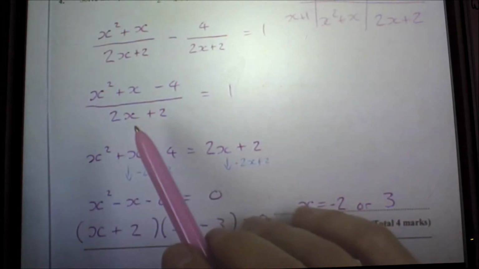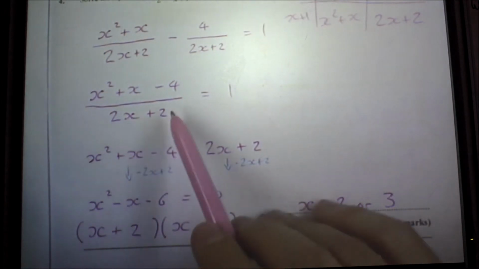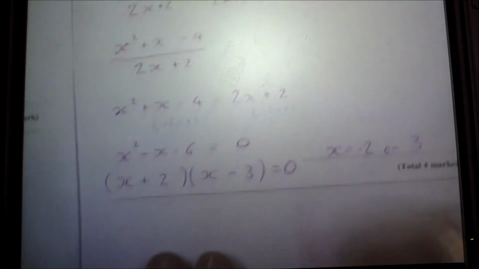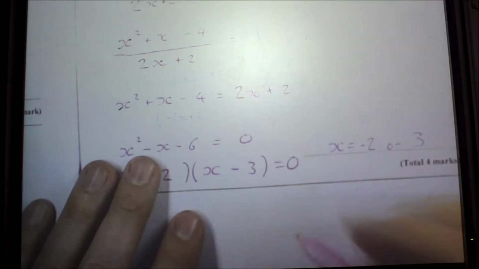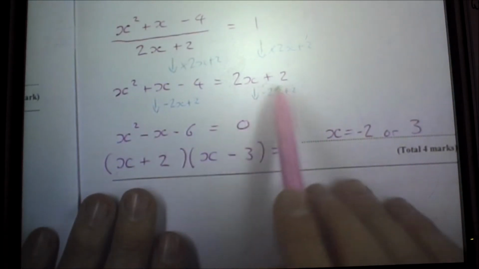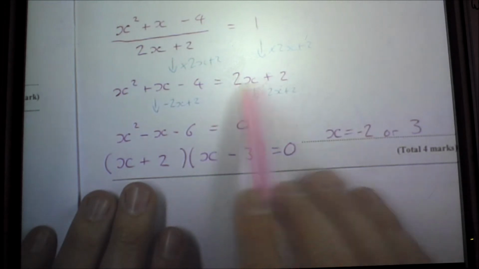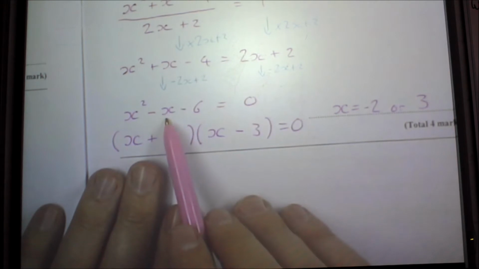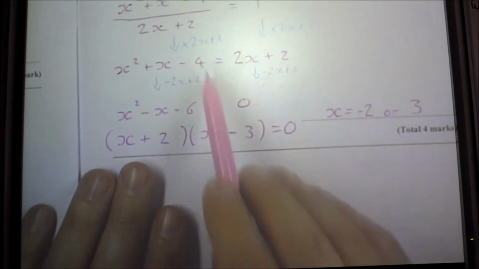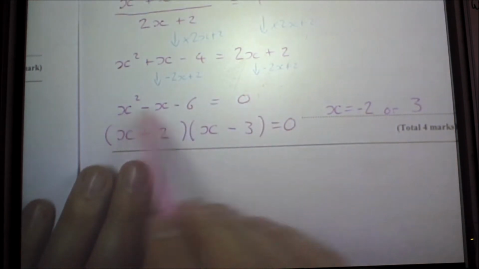I've multiplied both sides by 2x add 2 to get it over this side. So I should probably say, when I go down, we're timesing by 2x add 2, because anything times 1 stays the same. That gives you this. Then I've taken 2x off both sides and 2 off both sides to get that back to 0. So we take 2x off here, you get to a minus x, and take 2 off, you get to minus 6. So you're left with that.